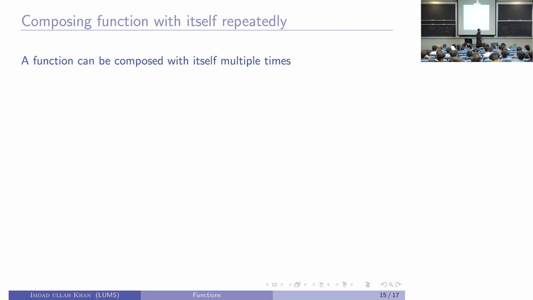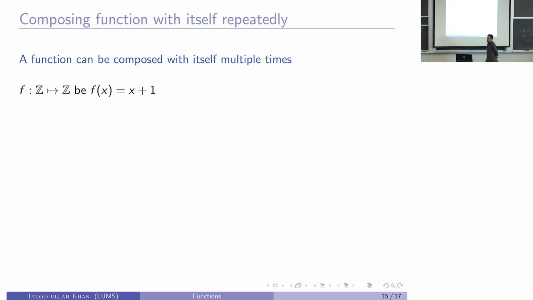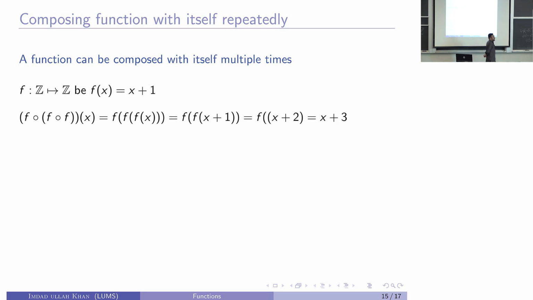We can also do multiple-time composition. Some function f composed with itself multiple times. So, if I compose f with f with f, all we have to do is this: if you compose two functions, we get a function, assuming the domain requirements are met. I compose a function f with g, and I get another function, let us call it h.